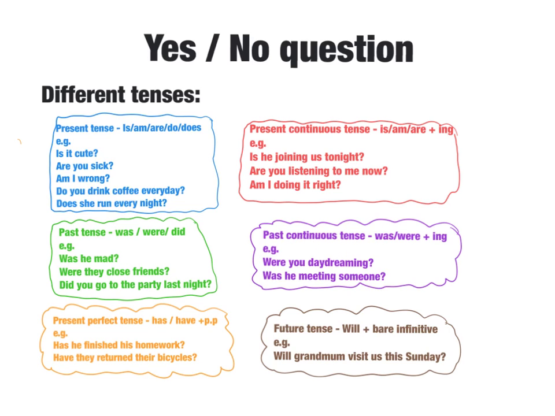Or past continuous tense: was, were plus ing. Were you daydreaming? Was he meeting someone? Present perfect tense will use has, have plus a past participle, pp. For example, has he finished his homework? Have they returned their bicycles? Or future tense, you use will plus a bare infinitive. Will grandma visit us this Sunday?